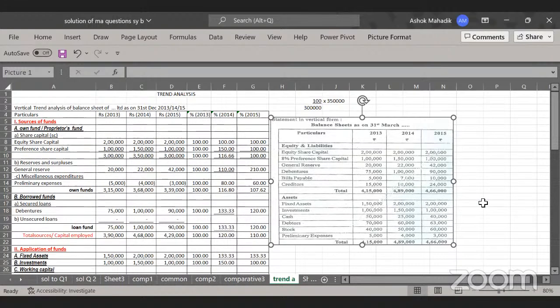How many points do we have to write in theory? In question number 5, I told you that 2 theory questions will be there, and against that, a 5 marks short note. For a 10 marks theory question, we expect you to write at least 2 pages, a minimum of 2 pages. And for 5 marks, you should write at least 1 page.